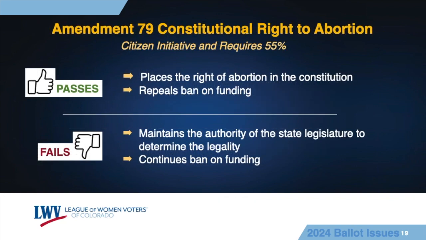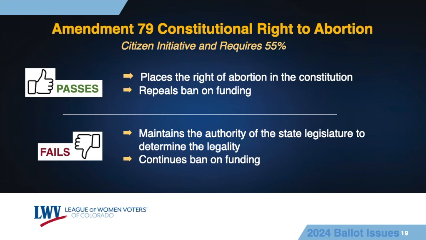Amendment 79, Constitutional Right to Abortion, placed on the ballot by a citizens' initiative, requires 55% of the vote to pass. What if it passes? It places the right of abortion in Colorado's Constitution and prohibits state and local governments from denying, impeding, or discriminating against exercising that right. It repeals the current ban on state and local funding for abortion services.